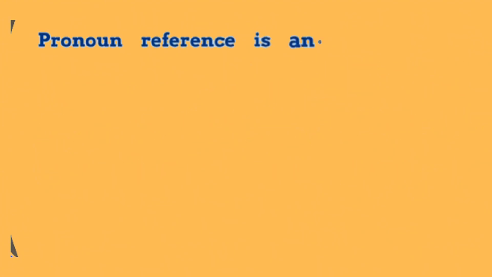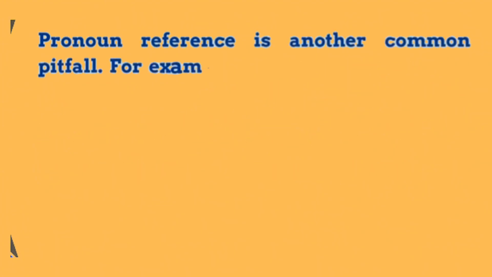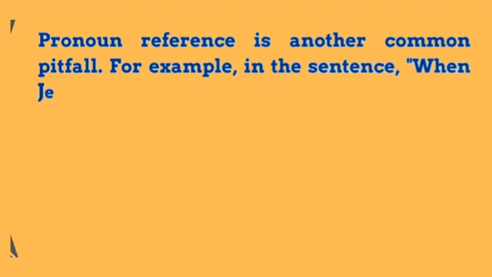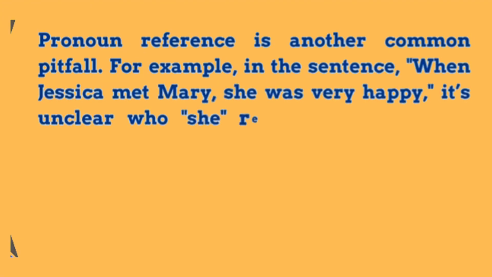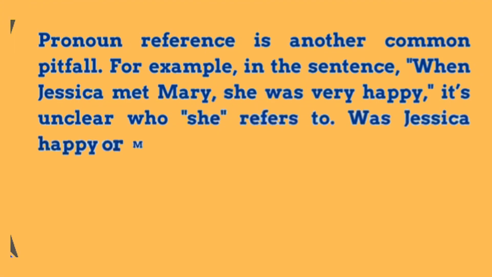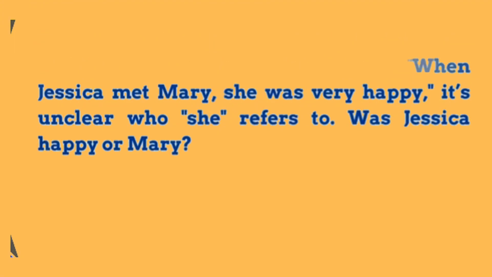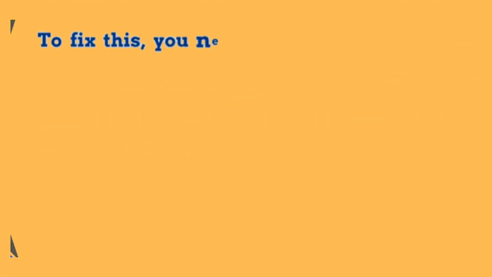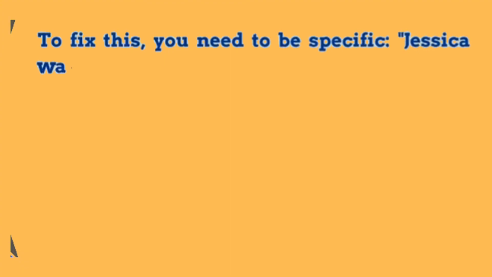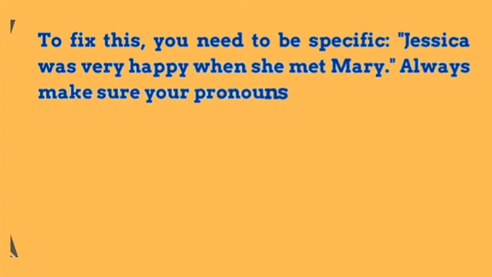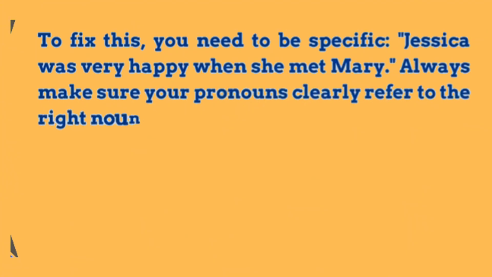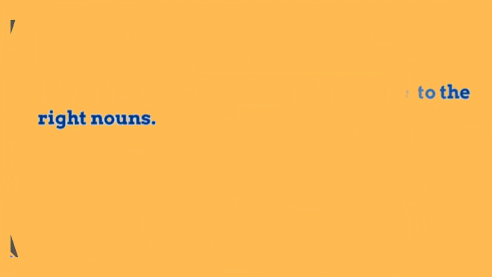Pronoun reference is another common pitfall. For example, in the sentence, "When Jessica met Mary, she was very happy." It's unclear who she refers to. Was Jessica happy or Mary? To fix this, you need to be specific. "Jessica was very happy when she met Mary." Always make sure your pronouns clearly refer to the right nouns.